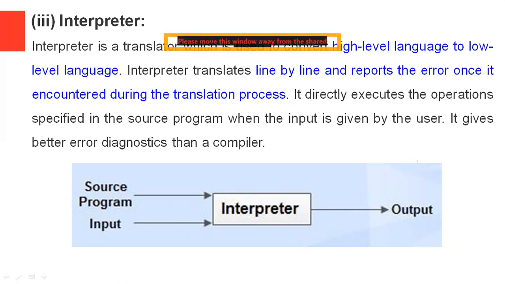So what are the translators that are available? So here we have 3 translators. What is the first one? Assembler. And what is the second one? Compiler. And the third one is the interpreter. So these 3 are the translators. We can convert high level language into low level language or machine level language. So these are the 3 translators available.